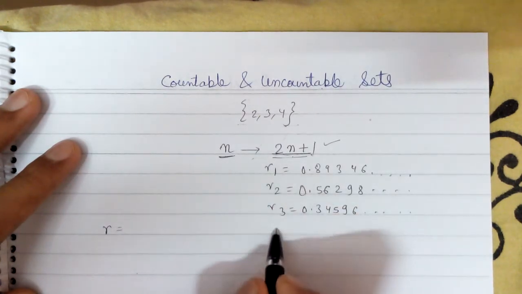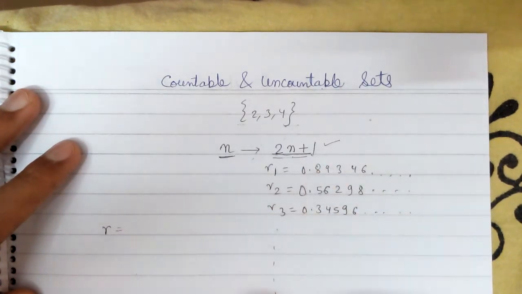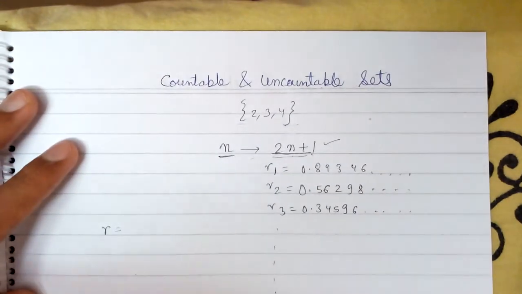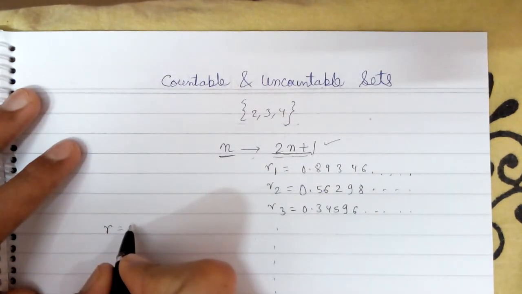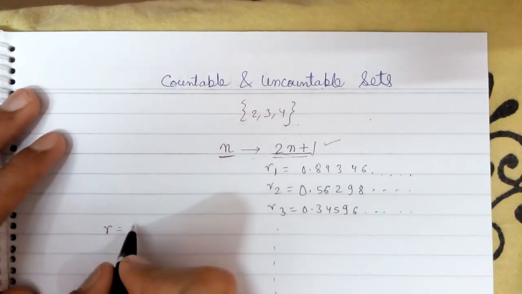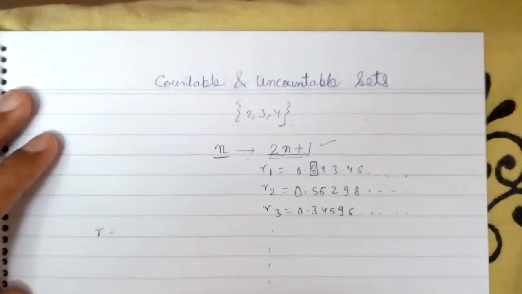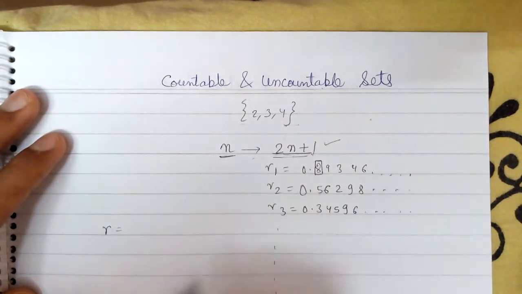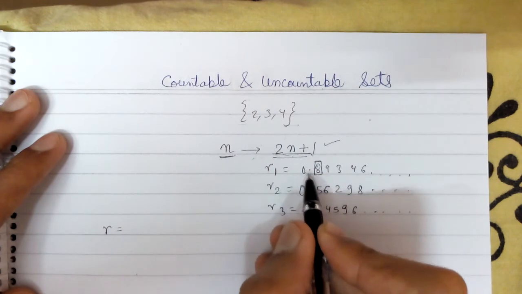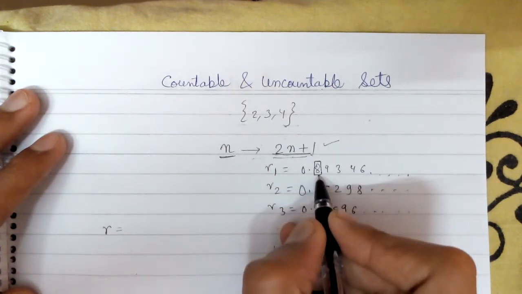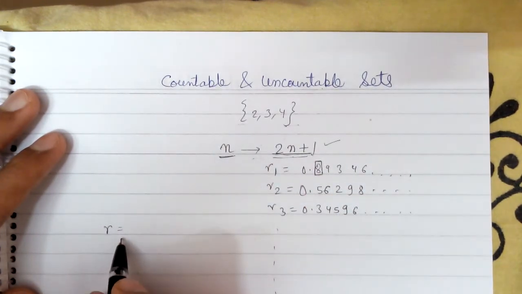So we construct a new number, say R, which is not mapped to any of them. How we construct it, I will show you. First we take R1's first digit after the decimal point, so it's 8. So we take anything which is not equal to 8.